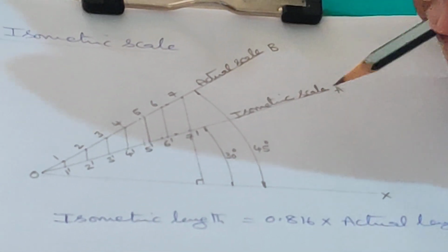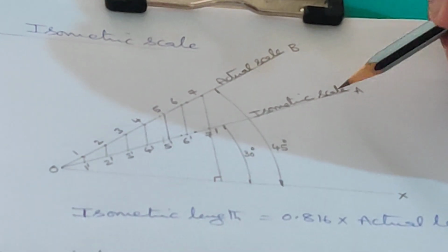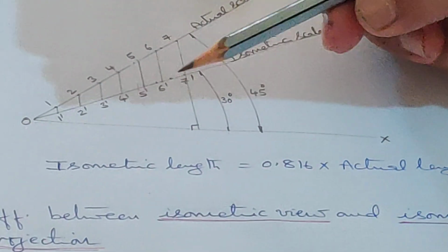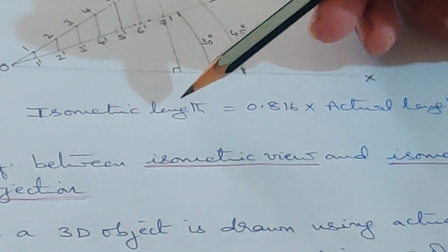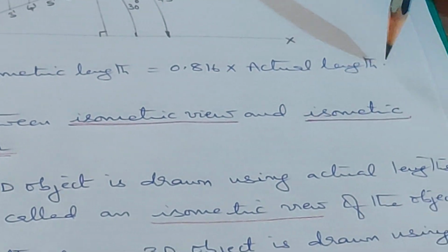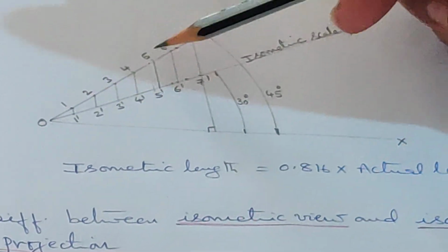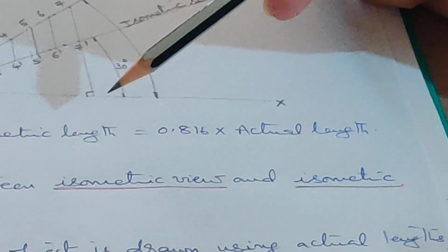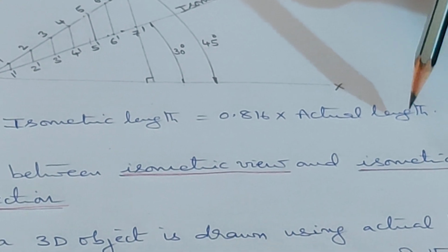Okay. So this is about isometric scale. Now why do we require isometric scale? I will explain that when I go to the next topic. You also have a numerical relation between isometric length and actual length. This is the numerical relation: isometric length is equal to 0.816 into actual length. As you can see here, the isometric lengths are smaller than the actual lengths. And this is the numerical relation between them. Isometric length is equal to 0.816 into actual length.